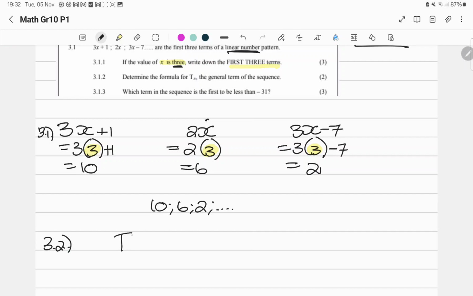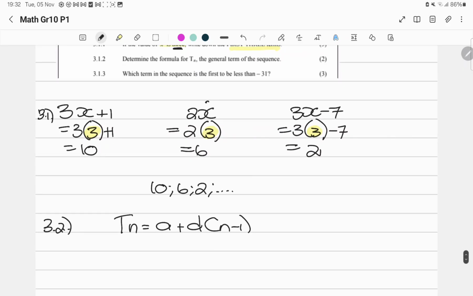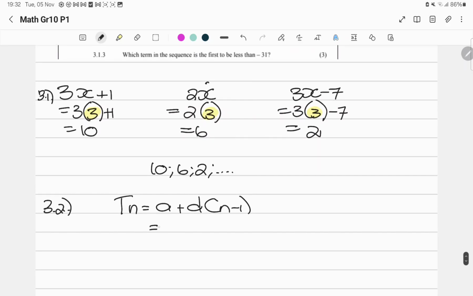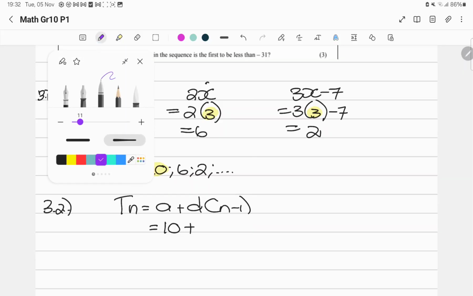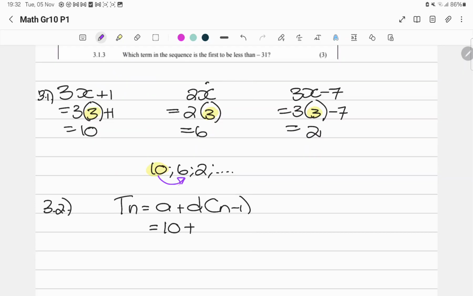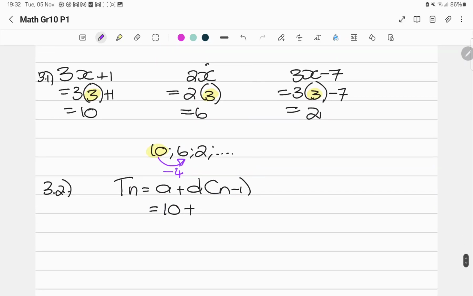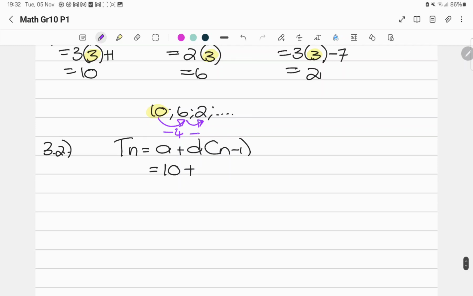Alright, so Tn equals A plus D bracket n minus 1. The general term means I need to use my formula. So A is my first term. What was the first term in my sequence? It was 10. Then D is my constant difference. So what is happening? Well, from 10 to 6, I had to subtract 4. And then from 6 to 2, I had to subtract 4. So what is my D going to be? My D is going to be minus 4.